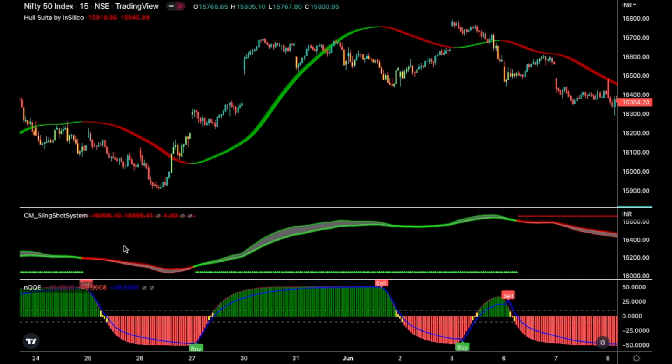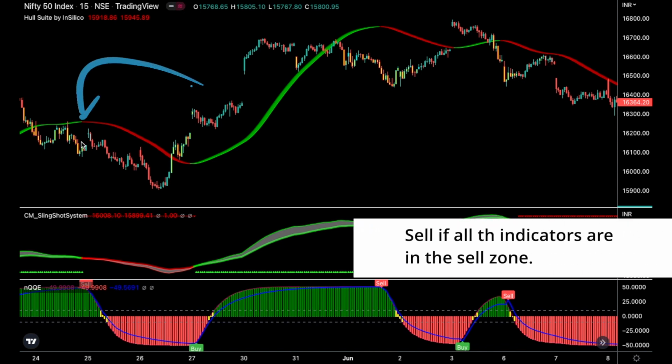Okay, let's get started. First, look at the Hull Suite indicator. If it's in the sell zone, next, look at the CM slingshot system. If that is also in the sell zone, look at the normalized QQE indicator. If that is also in the sell zone, you can go short. This is where we went short on this instrument.